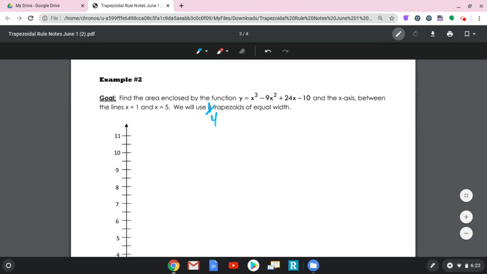Find the area enclosed by the function y equals x cubed minus 9x squared plus 24x minus 10 and the x-axis between the lines 1 and 5. Use 4 trapezoids of equal width. All right, guys, 4 trapezoids of equal width. I didn't want to do 8. It seems like a lot.